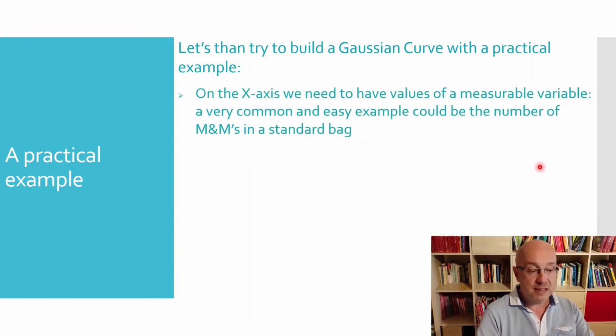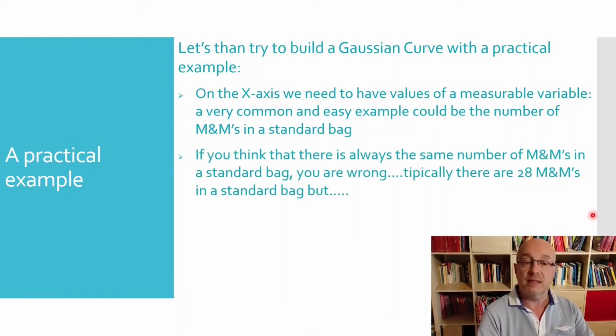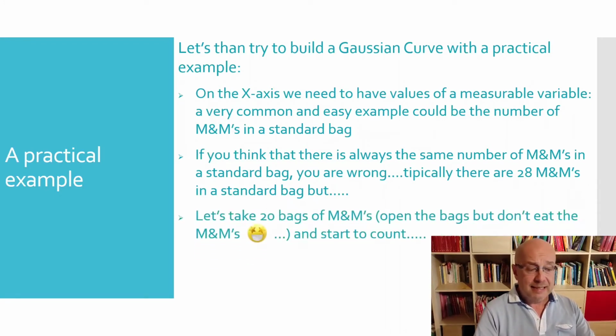On the x-axis, as we said, we need to have values of a measurable variable. A very common and easy example could be the number of M&Ms in a standard bag. If you think that there is always the same number of M&Ms in a standard bag, you're wrong. Typically, there are 28 M&Ms in a standard bag, but let's take 20 bags of M&Ms. Open the bags but don't eat the M&Ms, and start to count.